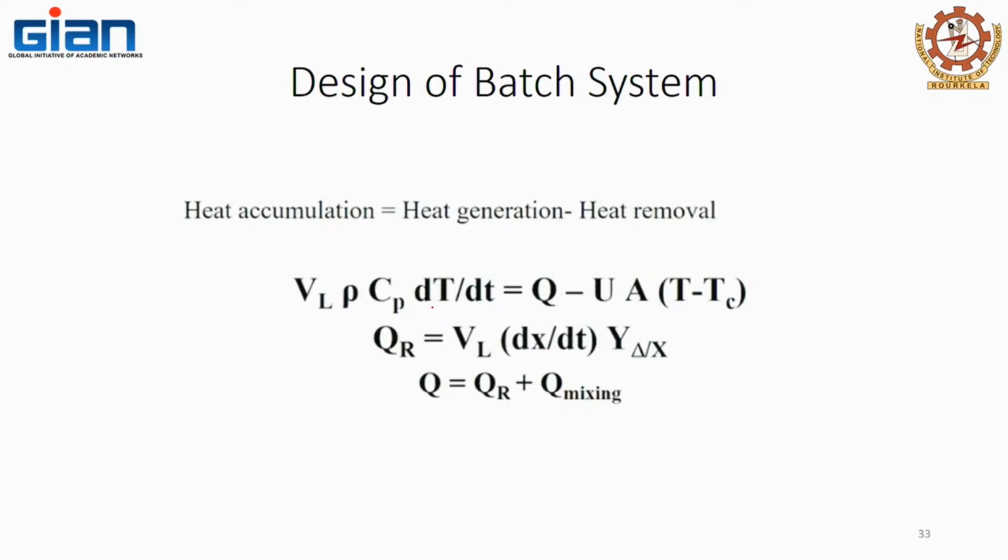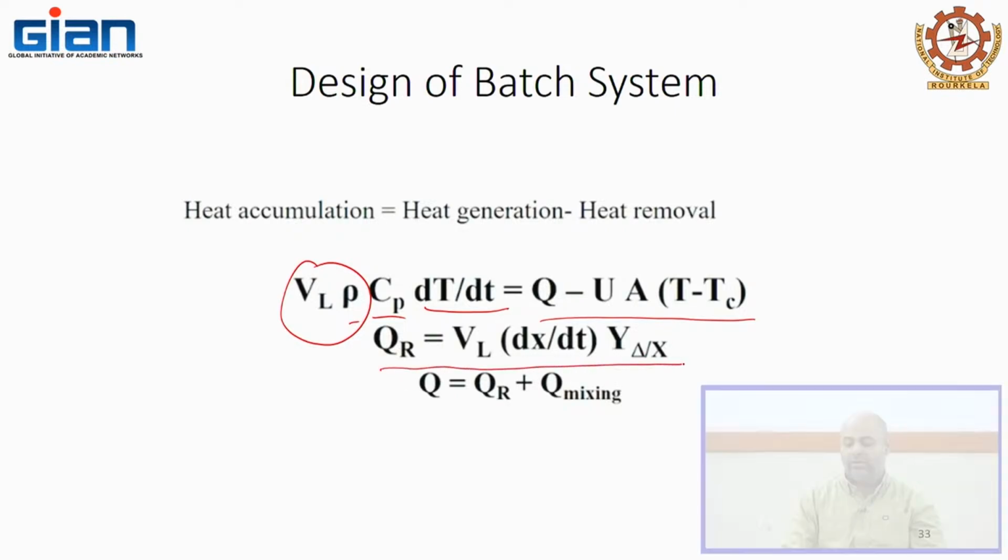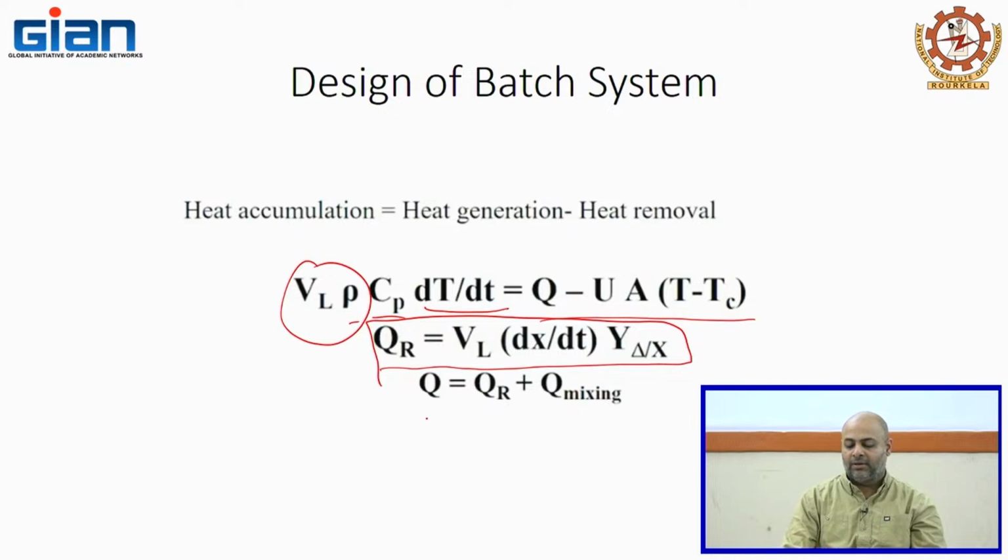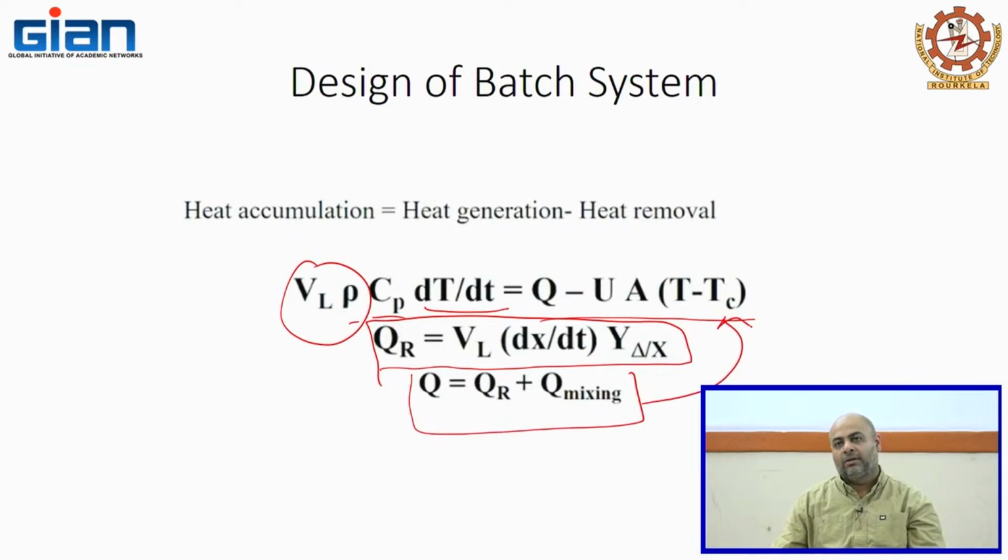So, your dT by dt is the term with respect to your accumulation, the Cp is your heat capacity, density and the volume. Then you are looking at the Q and you are looking at the UA delta T. The QR is for the biomass, you have it for your mixing, you add both of them, you get the value for the total amount of heat that is going to be generated, that needs to be removed.